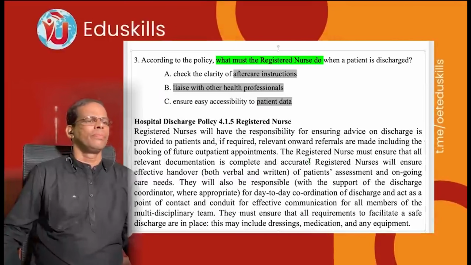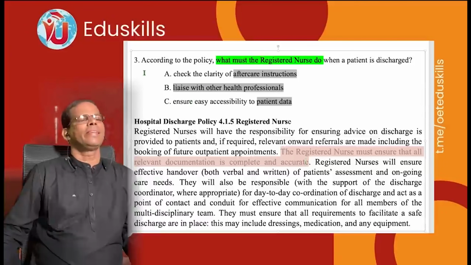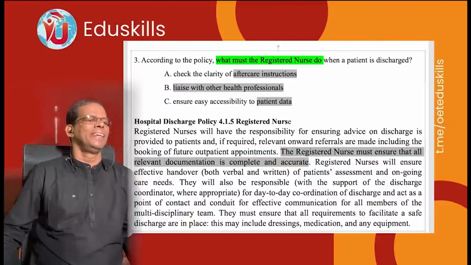So, the text says consumers must ensure that all relevant documentation is complete and accurate, and facilitate a safe discharge are in place. This is a problem where you should be very careful. This is not the right answer. There is a scale expression. The registered nurse must ensure that all relevant documentation is complete and accurate.